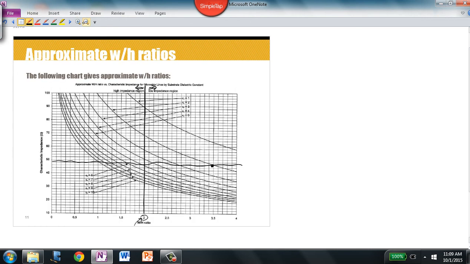So that is the use of approximate W to H ratios from the microstrip design chart, and I've provided a copy of this chart for you in the Blackboard content online.